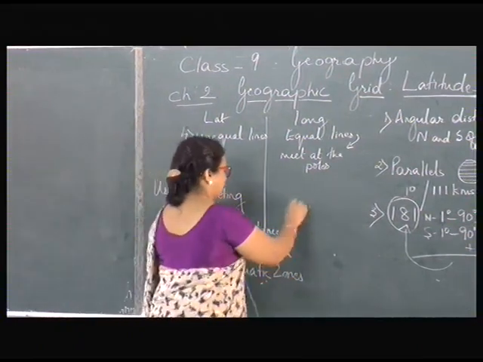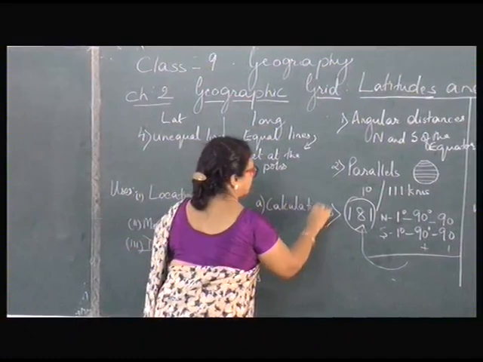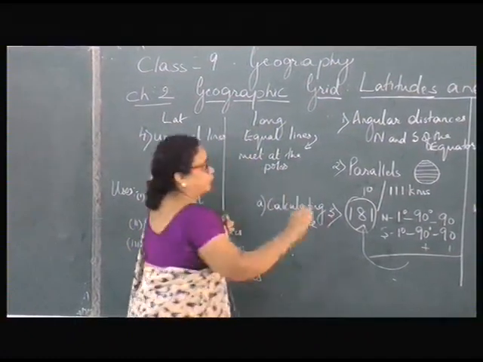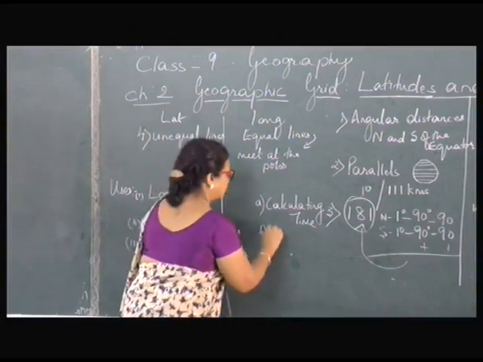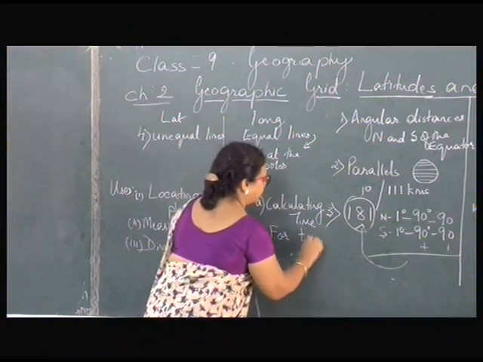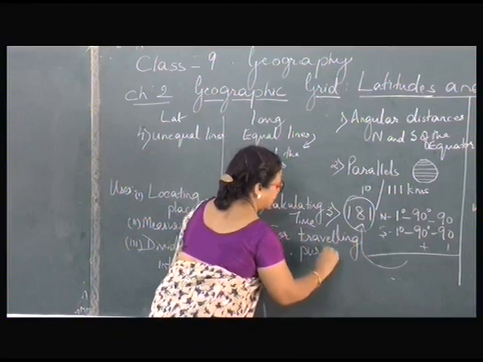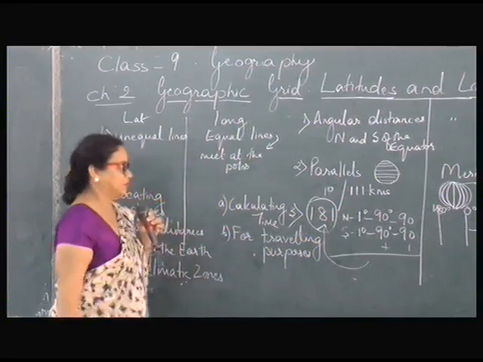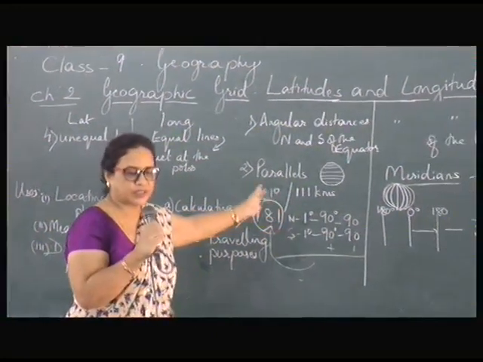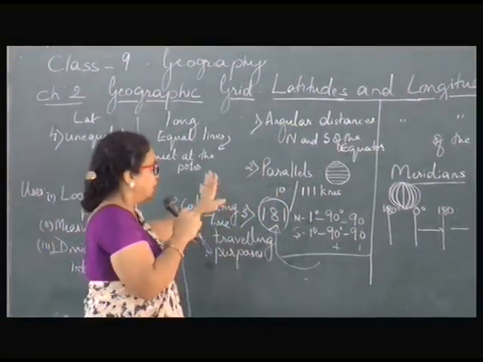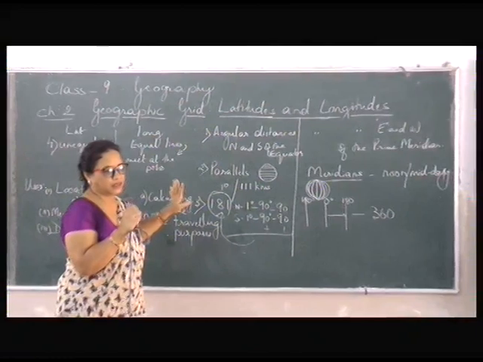Coming to longitudes, it is mainly used for calculating time, and second, for traveling purposes. I will be explaining this a little bit later. For traveling purposes. Clear? So you have got a comparison. I may have missed out some points. We will cover it up as we proceed through the chapter. But these are 5 points of comparison between latitudes and longitudes.